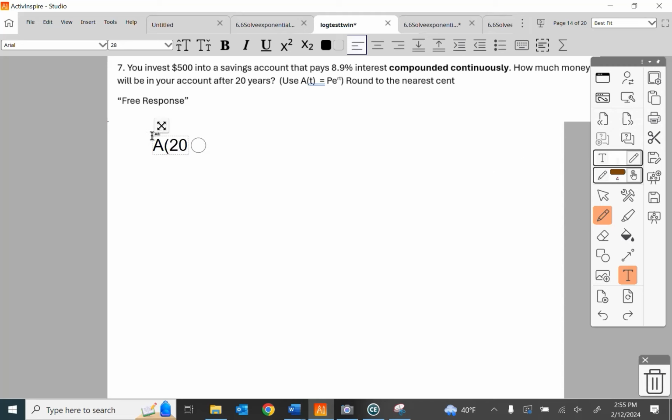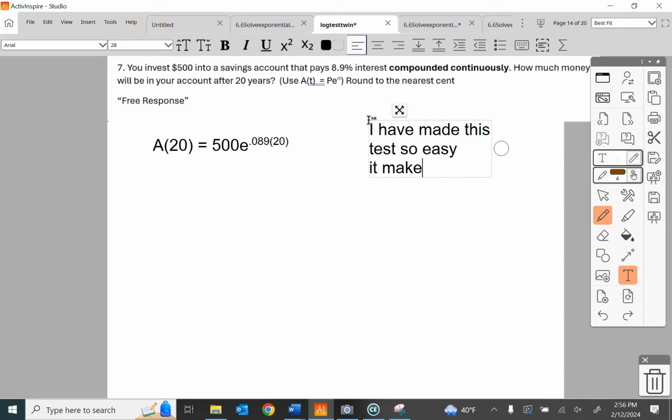The amount in 20 years is going to be equal to 500 times e to the 0.089 times 20, since 20 years have passed. I know y'all probably don't believe me, but I have made this test so easy. It makes me angry.